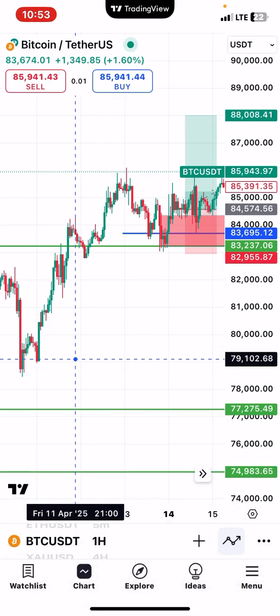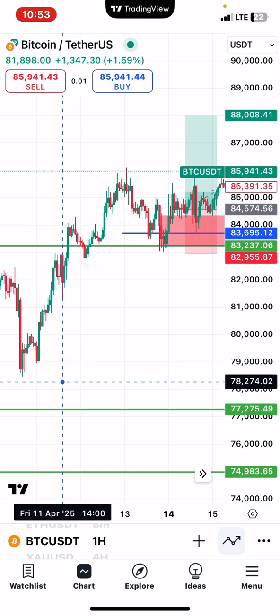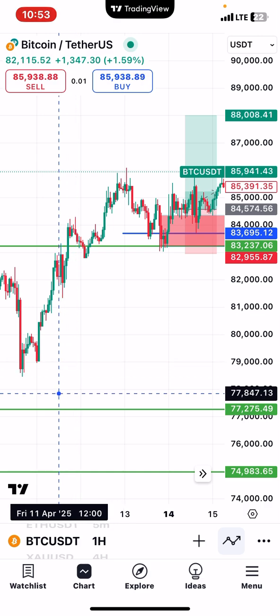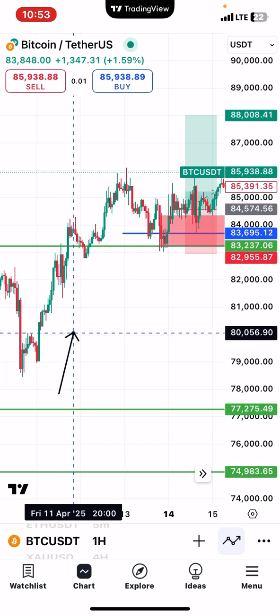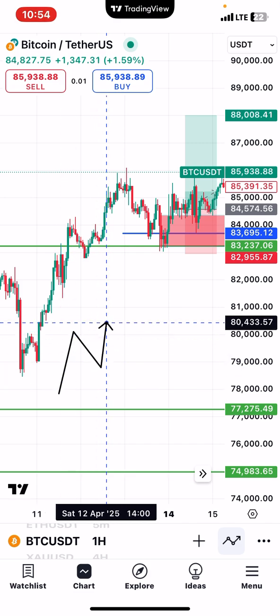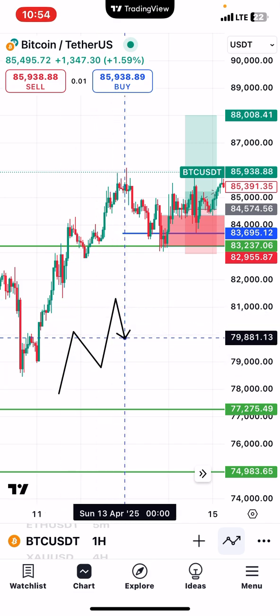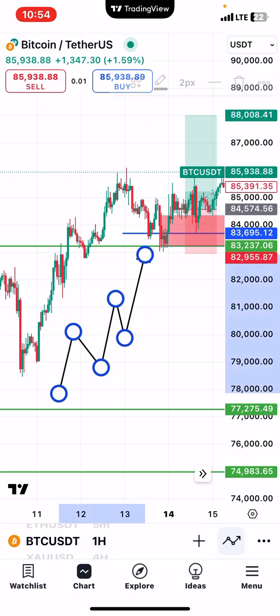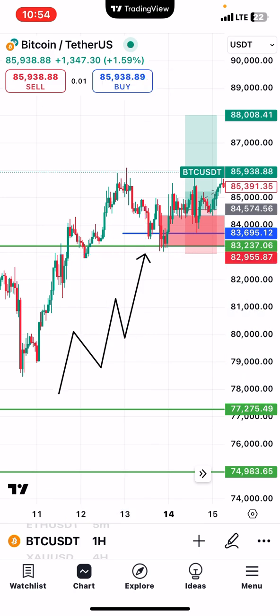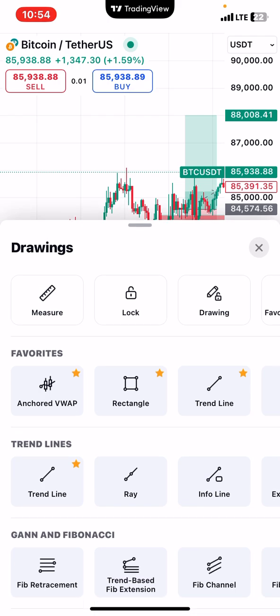Now look, we are in the 1 hour time frame. The market tends to move in this form: high, low, high, retest this high, and continue. This is the way the market moves. Now, in studying the spot market, how do I know where to buy from?